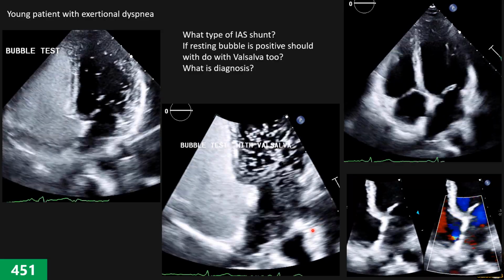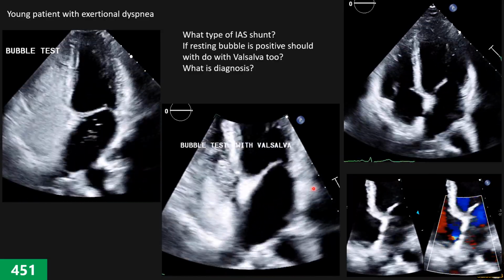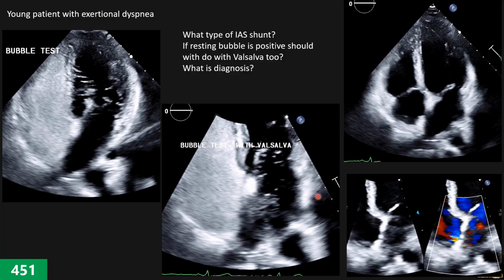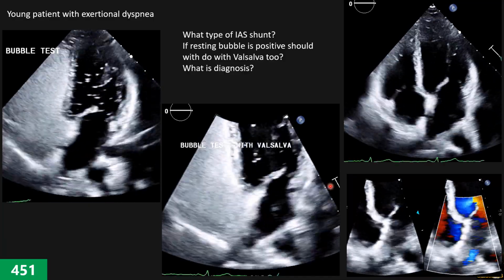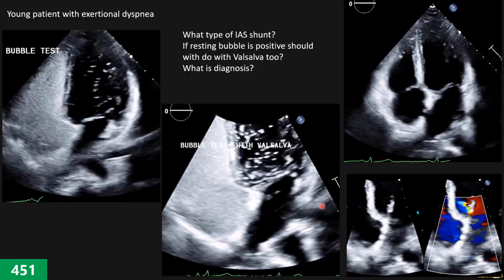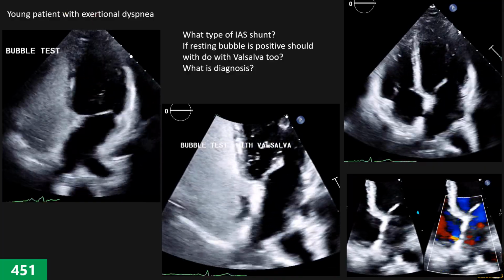Third, when we did Valsalva, it showed positive again, but there are some differences. Can you mention and point out what the differences are? And finally, what is the diagnosis?